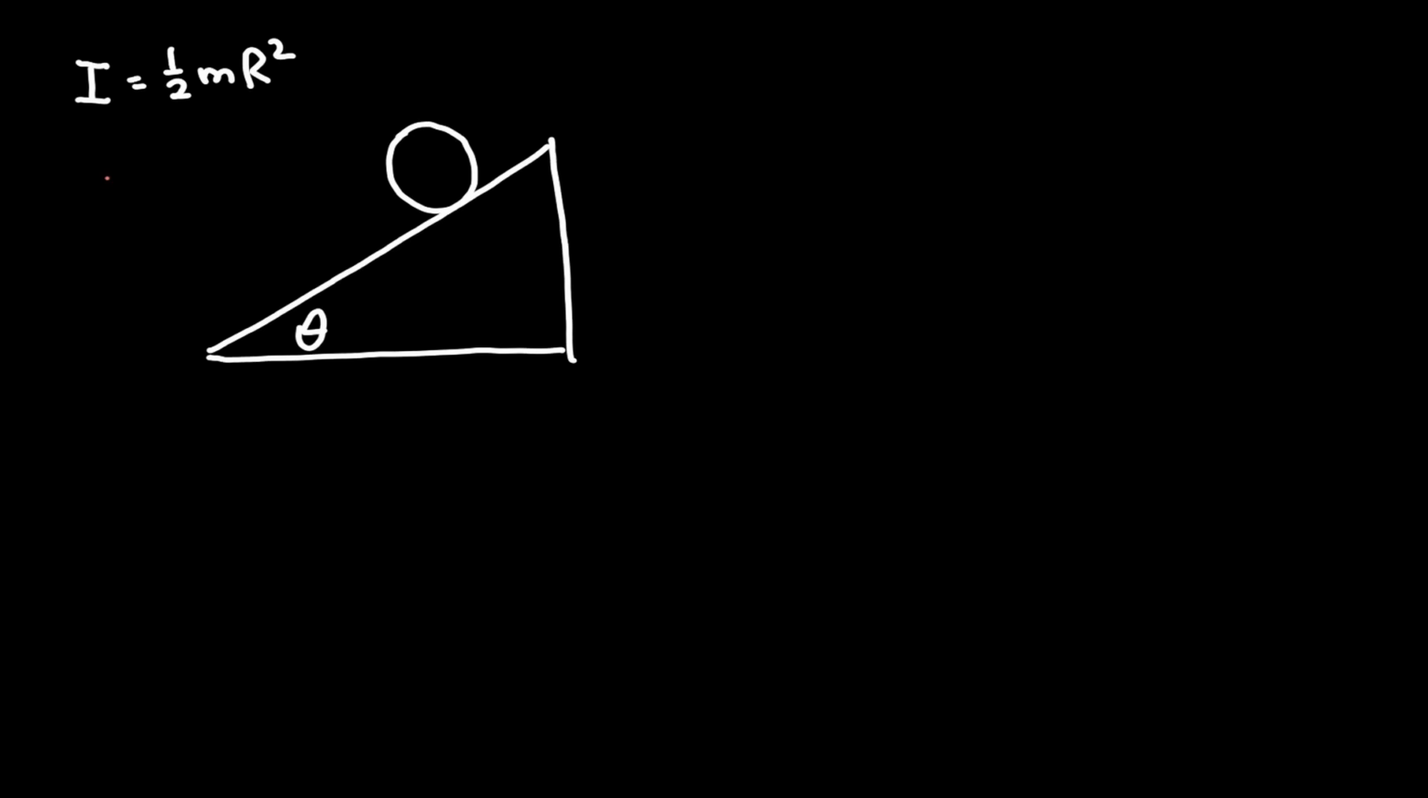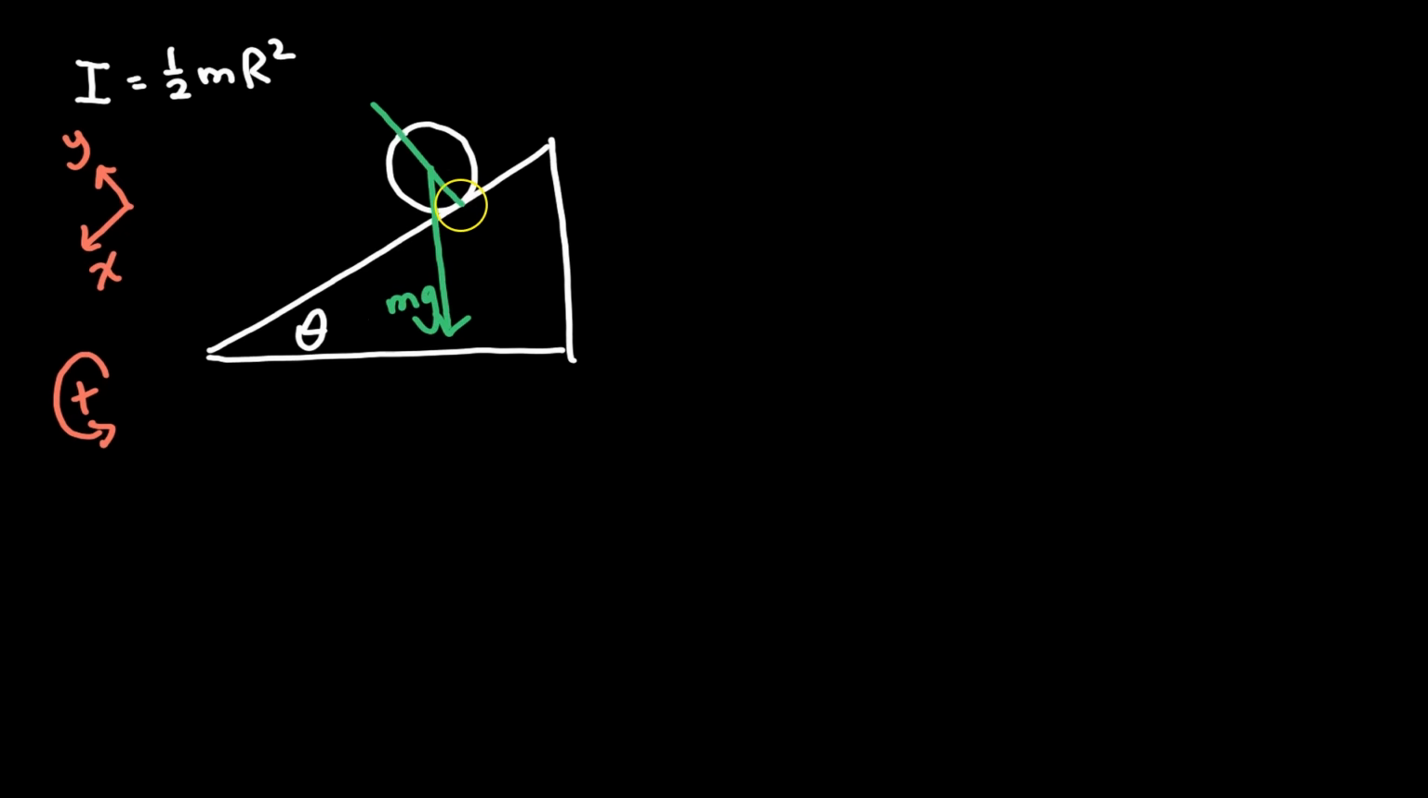Our first step will be to define our system, which is the solid disk. Next, we're going to choose our positive direction. I'm going to choose down the ramp as my positive x direction and perpendicular to the ramp and away from the ramp as my positive y direction and counterclockwise as my positive direction. Next, we're going to draw the force diagram.